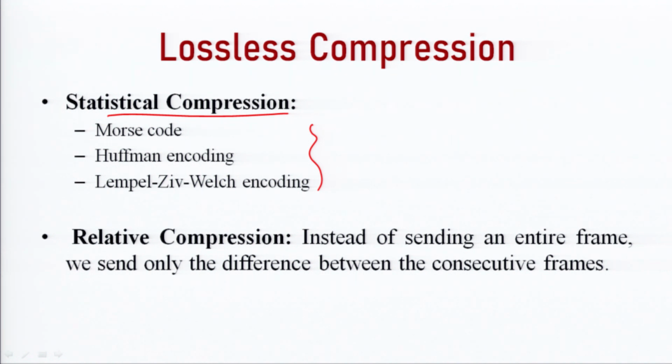Similarly, Huffman encoding you are already aware of from data structure courses. The third technique is relative compression. Instead of sending an entire frame, we send only the difference between consecutive frames. For example, in commercial TV, if the brightness and color are the same, then only the difference between consecutive frames needs to be sent. So you can reduce the size of the data.